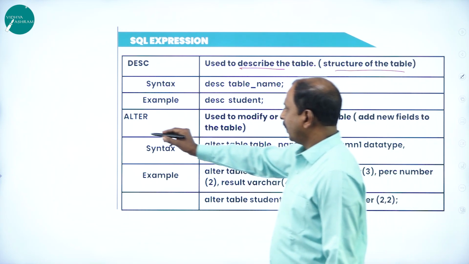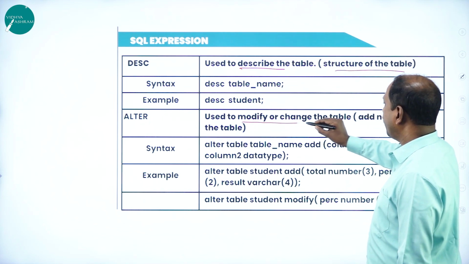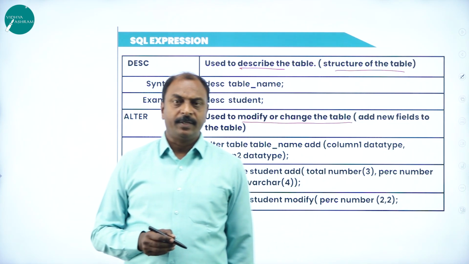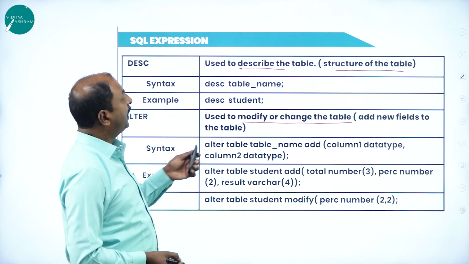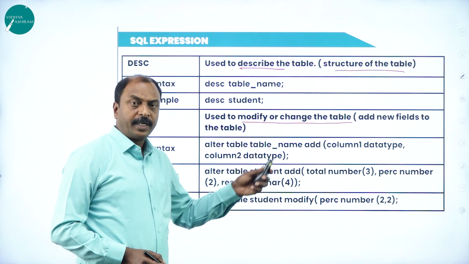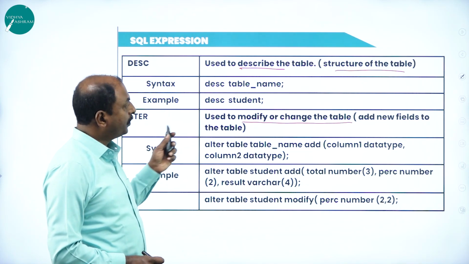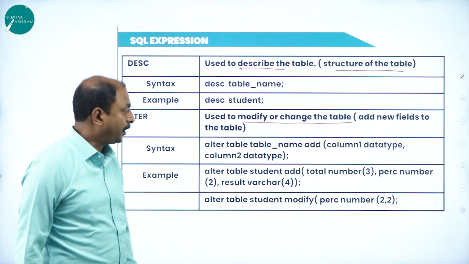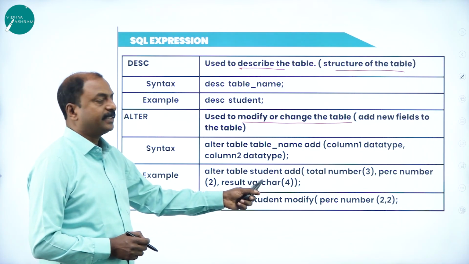Next one is the alter command. It is used to modify or change the table. It's nothing but it's going to modify the structure of the table. It means that we can add a new field or a new column into the table, or we can remove any column from the table. So that is the use of the alter command. And this is the syntax here, and this is an example.